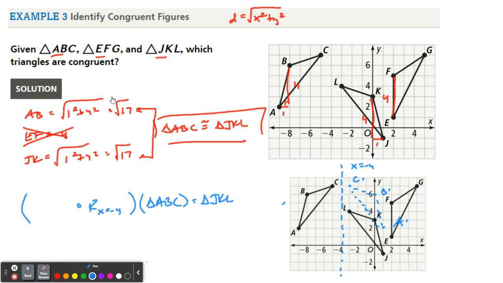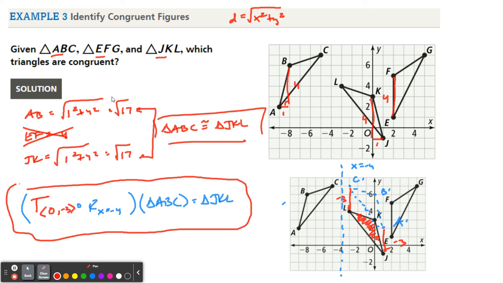So now the question is, which way do we have to go to get to JKL? Well, it looks like from A, I have to go down 1, 2, 3. That's down 3. Not left or right, just down 3. Same thing with C. To get down to L, down 3. That'll get us mapped onto this. So we're going to do a translation. We're not going left or right. We're just going down 3. And that would be the composition that gets us from triangle ABC to JKL. So we should feel confident that they're congruent.